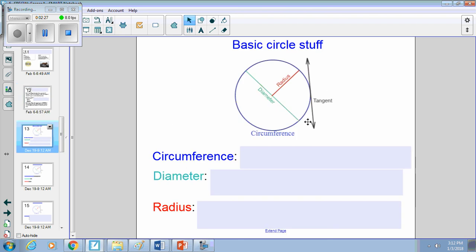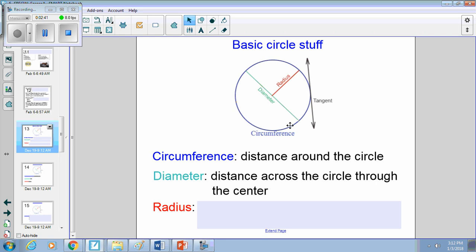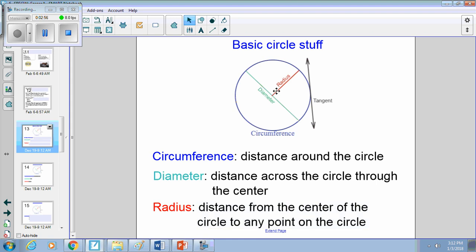Basic circle stuff, because this all involves things moving in circles, so let's look at some circle stuff. Circumference, that's this blue area right here, and that's the distance around the circle. Diameter is a line from a point on the circle through another point, and it has to travel through the center. In other words, it cuts the circle in half. That's that light green, mint, whatever color you want to call it, that cuts across. The radius is a line from the center to any point on the circle, so half of the diameter. Then anything that is traveling around the circumference is tangent. So this is indicating you can go counterclockwise or clockwise.